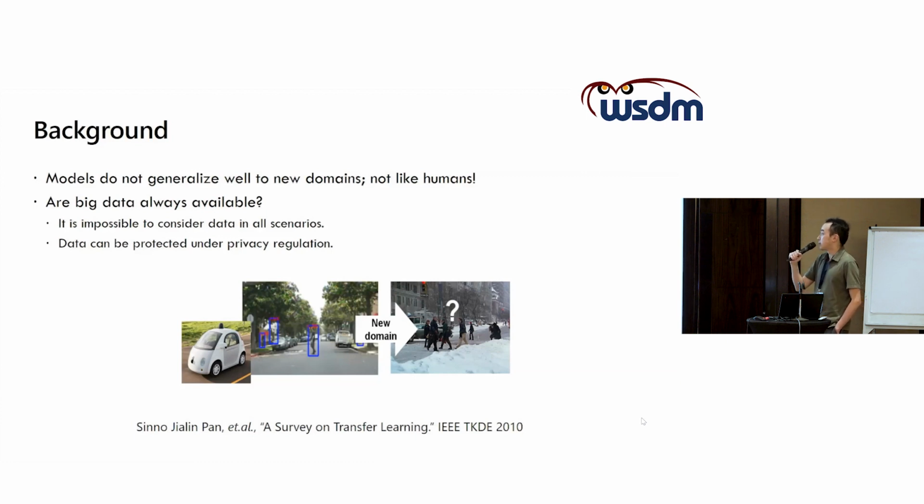On the other hand, for some kinds of applications like medical imaging, data can be protected under privacy regulation. For example, in the medical imaging problem, although it's possible for us to collect data, in many cases we are not able to share the data with others, because this kind of data is protected under privacy regulation.